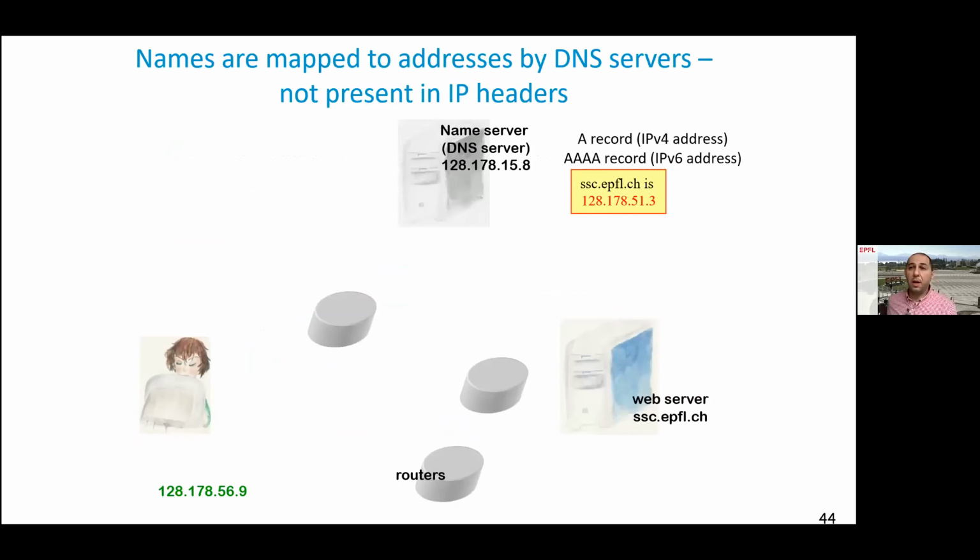Now, how is this mapping of names to IP addresses maintained? Actually, it's maintained by what we call DNS. DNS stands for domain name server. These servers maintain the mapping between names and IP addresses. And the mapping is not only one-to-one. We might have one-to-many and many-to-one.